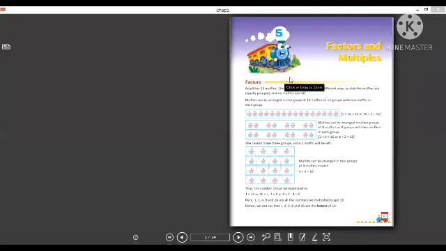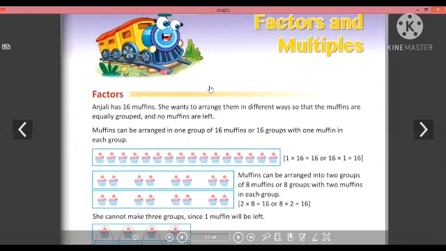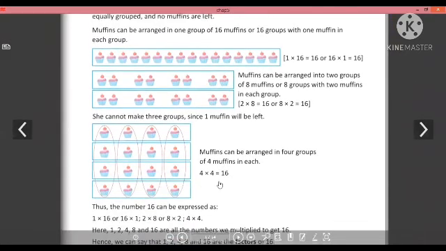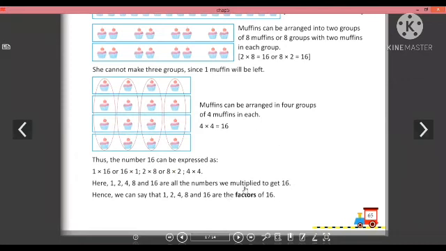So this is the page from your textbook of chapter number 5. Here it is discussed about factors, जो कि हम अभी वीडियो में देख चुके हैं कि factors क्या होते हैं. किसी भी नंबर को हम किन नंबर के प्रोडक्ट्स के रूप में लिख सकते हैं, those numbers are the factors. For example, if we talk about this 16, so 1 into 16, 2 into 8, 4 into 4. That means 1, 2, 4, 8 and 16. They all are the factors of 16.